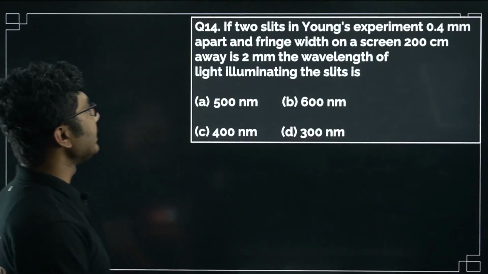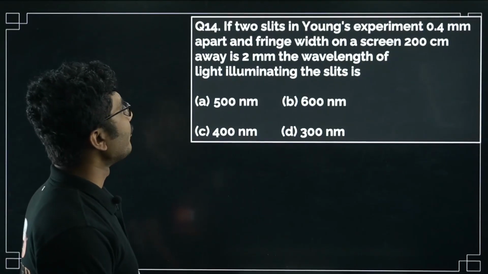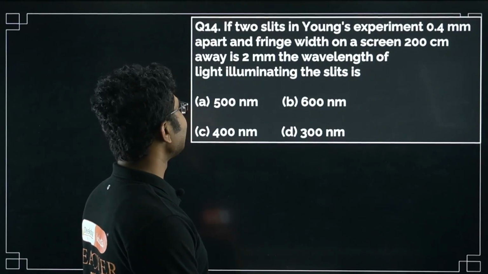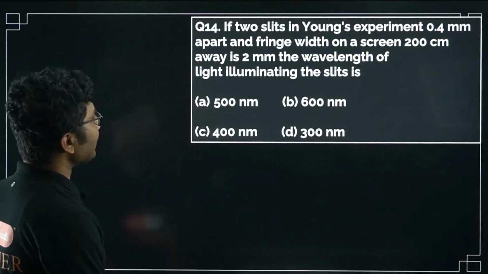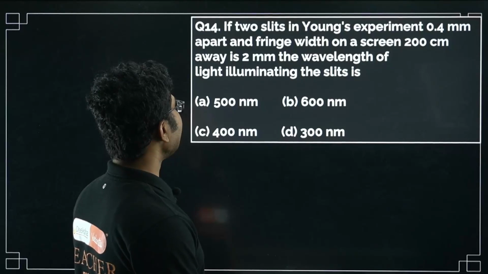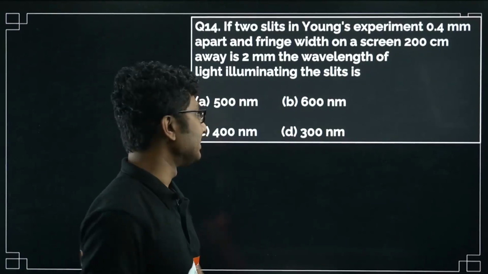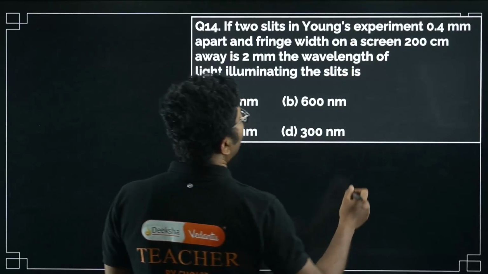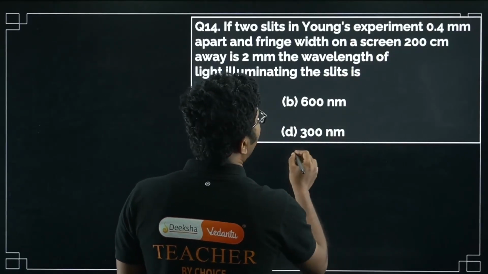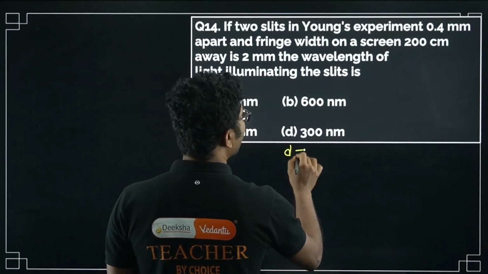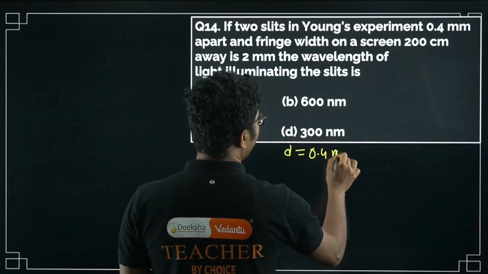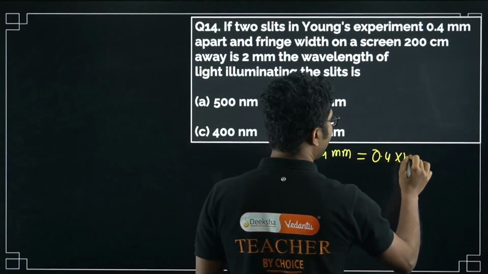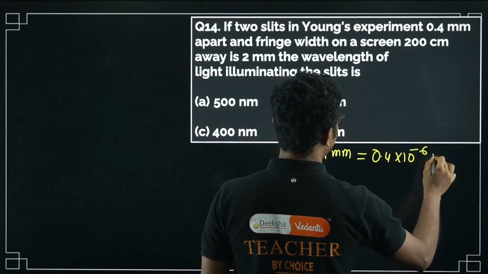If two slits in Young's experiment are 0.4 millimeter apart and the fringe width on a screen 200 centimeter away is 2 millimeter, the wavelength of the light illuminating the slits is? So it is given that small d is 0.4 millimeter, that is 0.4 into 10 to the power of minus 6 meters.